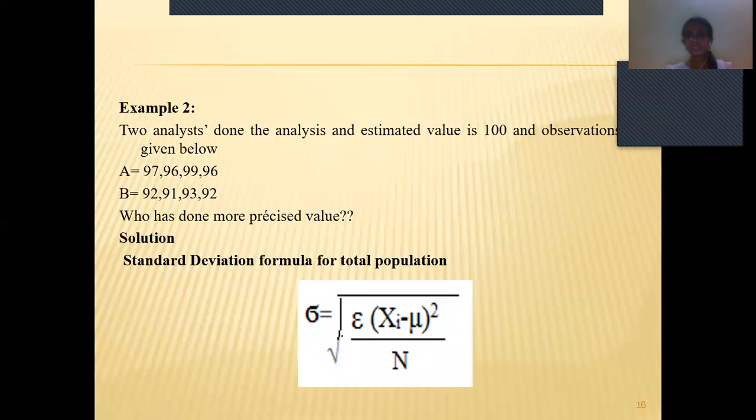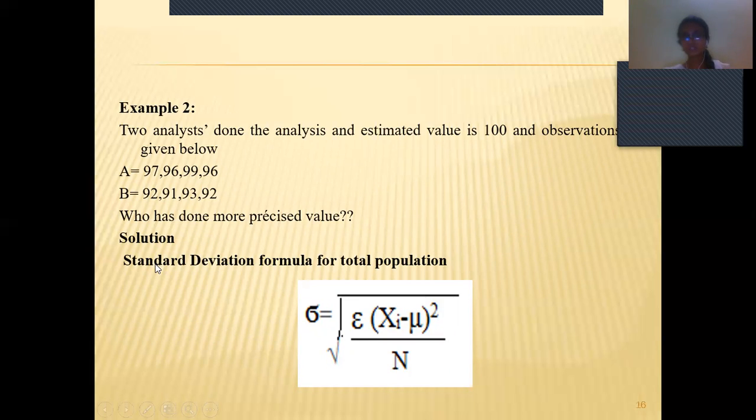If you see another example, there are two persons doing the experiment and the estimated value is 100. Their observation values are: person A, he got 97, 96, 99 and 96. And person B, 92, 91, 93 and 92. So who has done the more precise measurement?